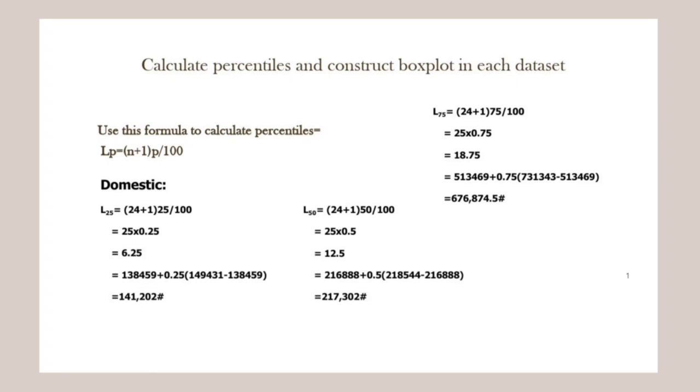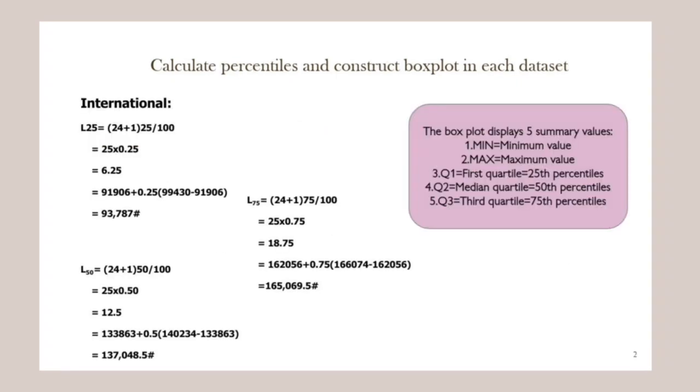For domestic data, L25 we get 141,202 and L50 217,302, and the last one for domestic L75 we get 676,874.5. For international, L25 we get 93,787 and L50 we get 137,048.5, and the last one for international L75 is 165,069.5.